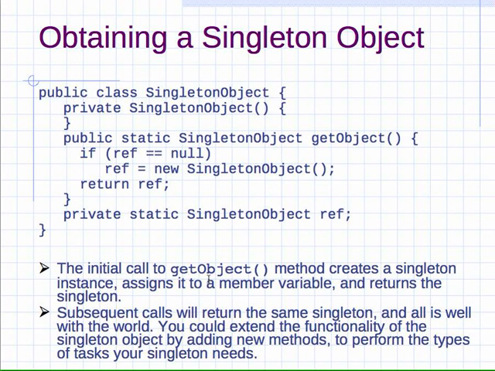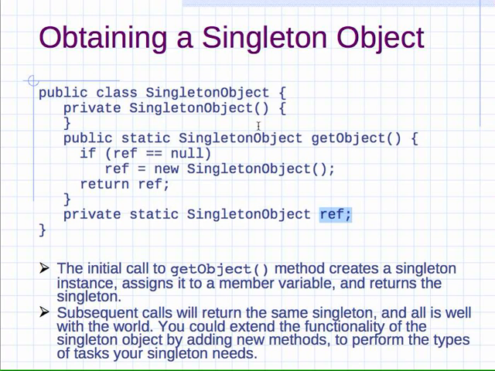So that is the basic idea. And now what we'll do is we'll take a look at how to use this and also put in some additional safeguards to make sure there's only one Singleton object when you run a program that has this class. The initial call to getObject method creates a Singleton instance, assigns it to a member variable, that's ref, and returns the Singleton. All subsequent calls will return the same reference pointer.